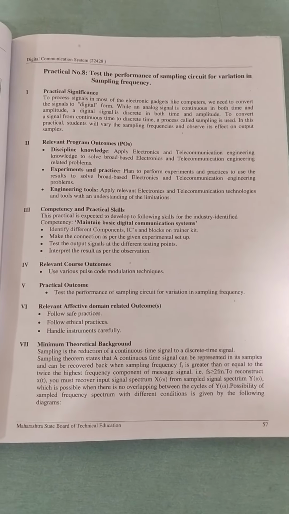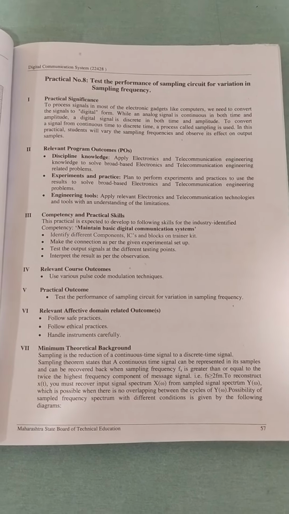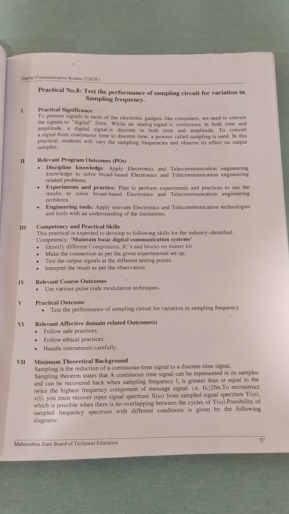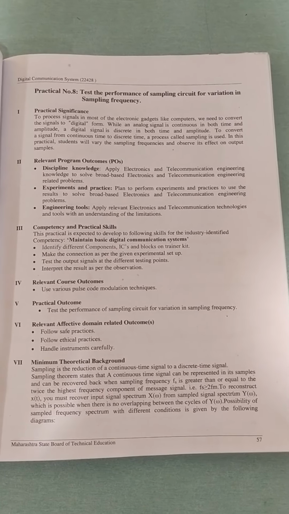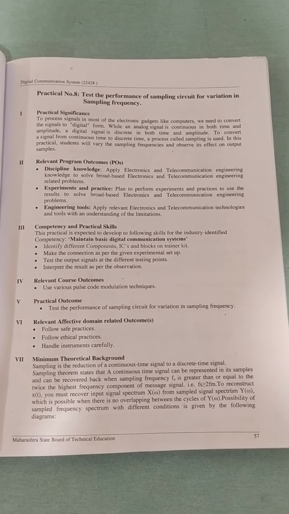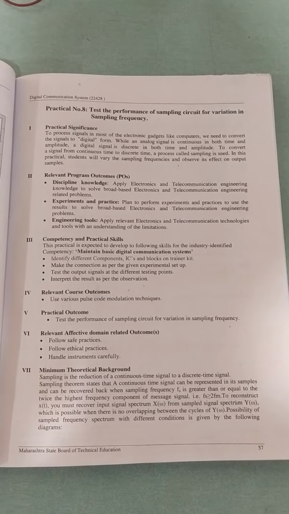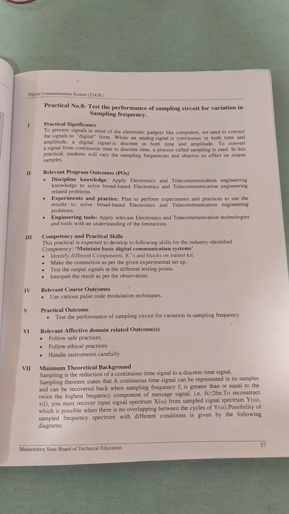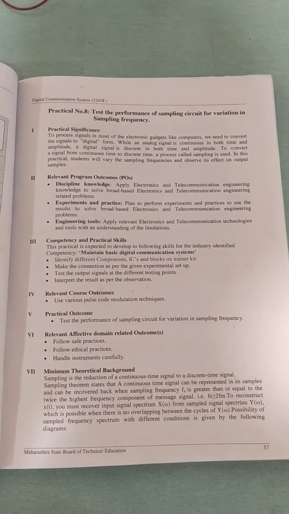Sampling theorem states that a continuous time signal can be represented in its sample form and can be recovered back when sampling frequency fs is greater than or equal to twice the highest frequency component of the message signal. Means when sampling frequency fs is greater than or equal to twice fm, then no error occurs in a sampled signal, and we can reconstruct the sampled signal at output.